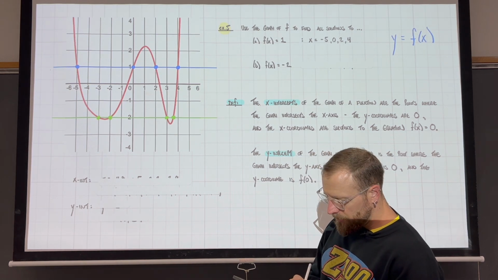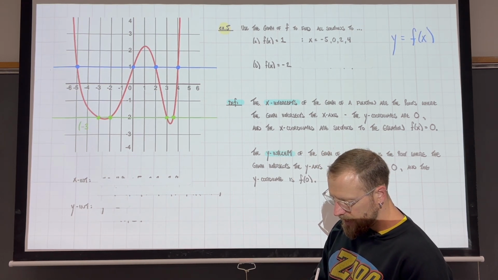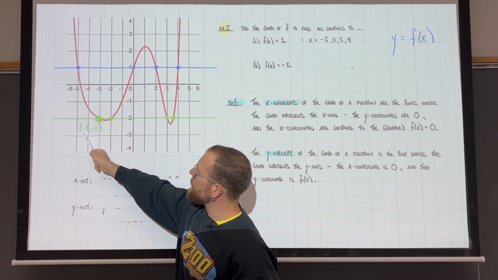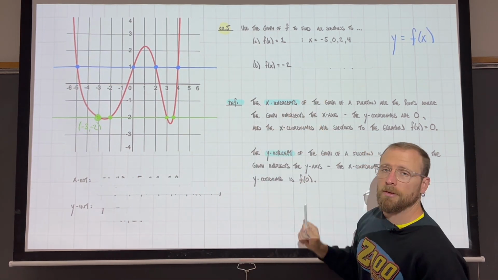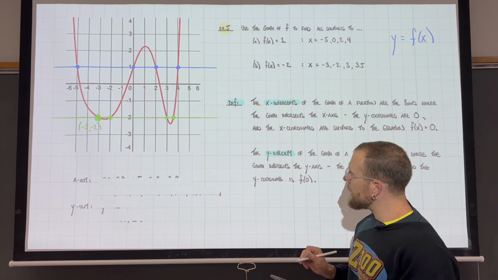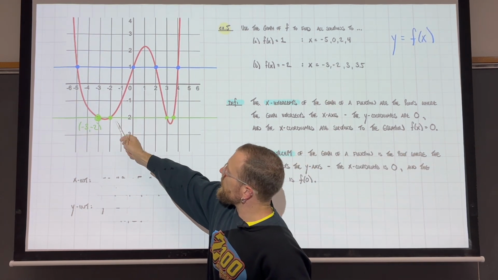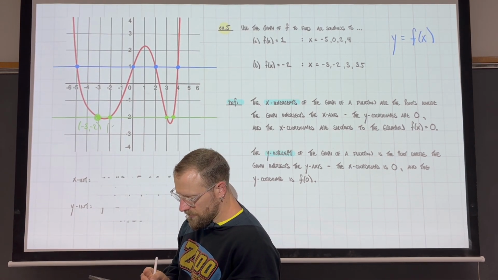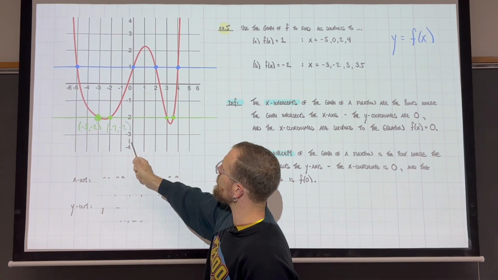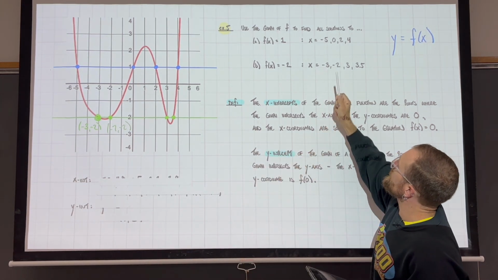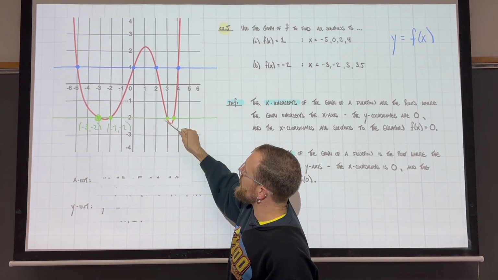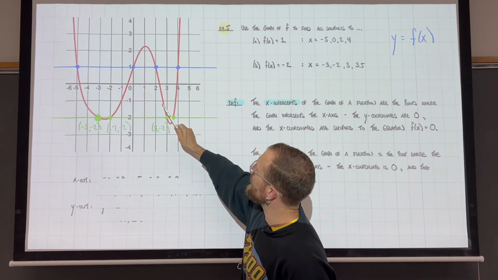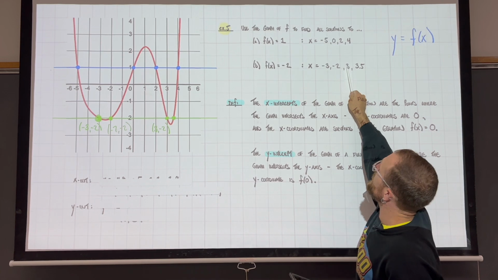Okay? For example, this point down here is negative 3 comma negative 2. That's this point right here. And that tells me that f of negative 3 is negative 2. So that's a solution. Okay? I'll just go ahead and reveal all the solutions. Negative 3 is one of them. This point over here is negative 2, negative 2. When x is negative 2, y is also negative 2. Okay? So negative 2 is another solution. This is the point 3, negative 2 over here. 3, negative 2. f of 3 is negative 2. So 3 is another solution.